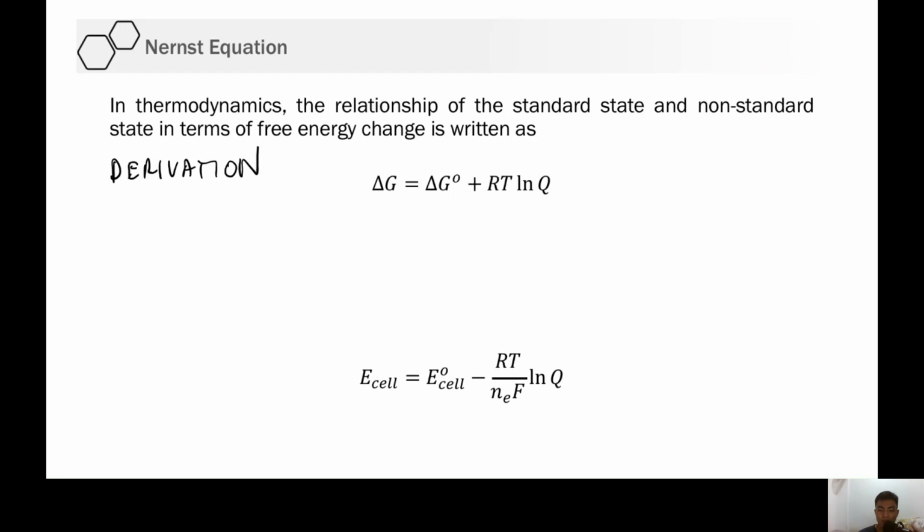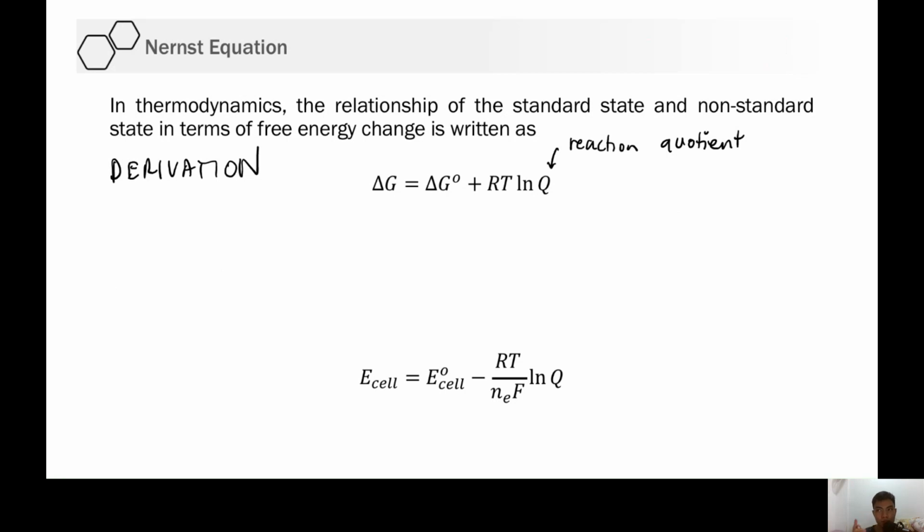According to thermodynamics, the relationship of standard and non-standard states is given as this. We have delta G equals delta G naught plus RT ln Q. What is Q? Remember, we have K and Q. Q is the reaction quotient.